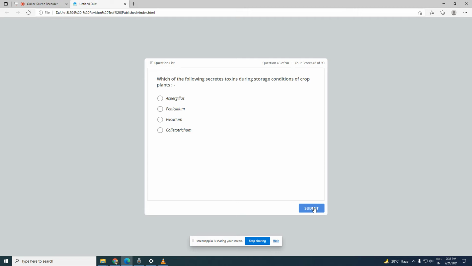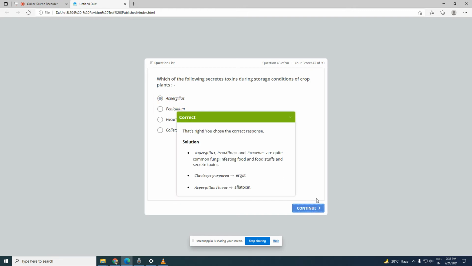Which of the following secretes toxins during the storage conditions of crop plants? Aspergillus, penicillium, fusarium, colletotrichum. Which is the right answer? Once again, the same option A, Aspergillus. So if somebody tried out 3-4 questions A, 3-4 questions B, you might be lucky.